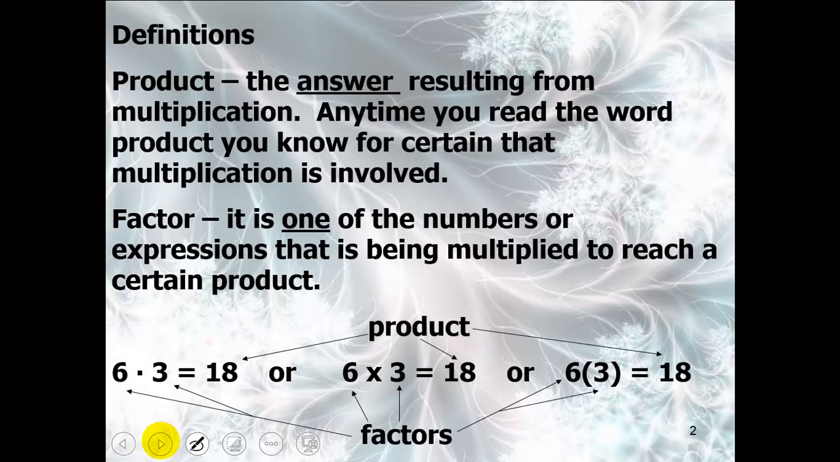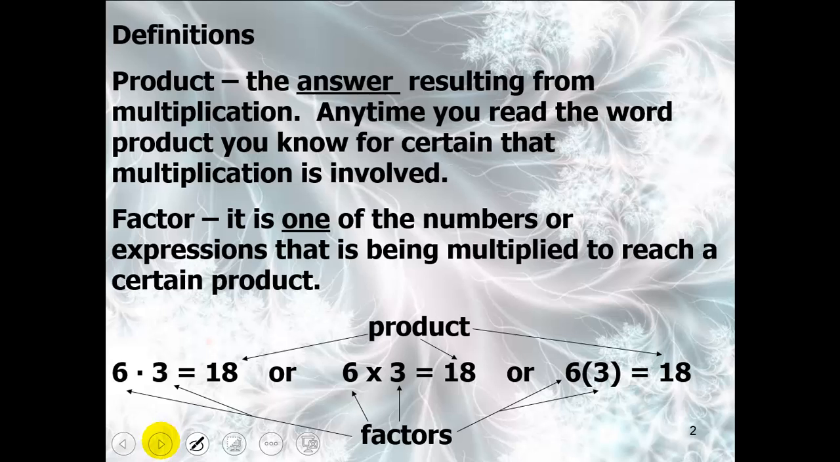Before we start, we've got to define a lot of key terms. Product. Product is a word that we use to describe the answer to a multiplication problem. When two things are being multiplied together, the answer is called the product. So anytime you see the word product, you know that you have to multiply, especially in an application. The product of 3 and 5 is, then you know that you have to multiply 3 and 5.